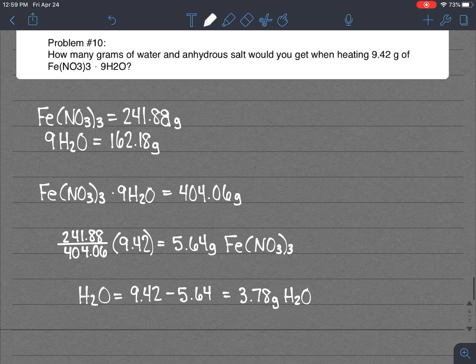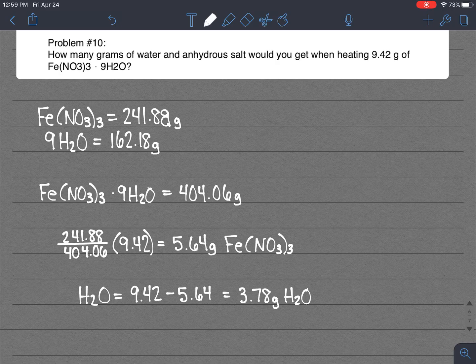Now, one thing, I will be honest with you, one thing that my college professors would have us do on a formal assessment, you won't have to do this, but they would have us take those numbers and then show how you actually could get the formula based on those numbers. So we'd have to go back through and take like the 5.64, divide it by the molar mass of that, take the 3.78, divide by the molar mass of water, and just kind of walk through the problem the way that we would have done in the past, just to prove that our answers actually worked and will still get us back to that iron 3 nitrate nonahydrate compound.